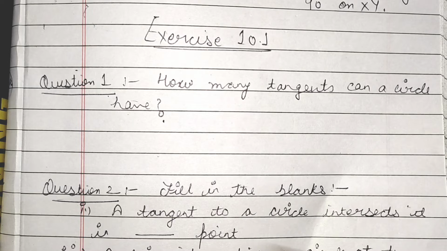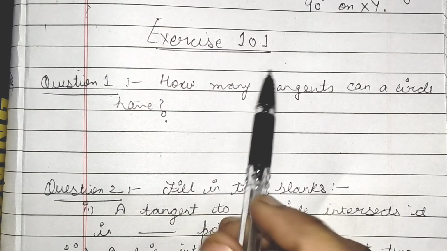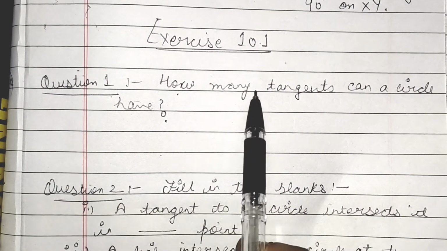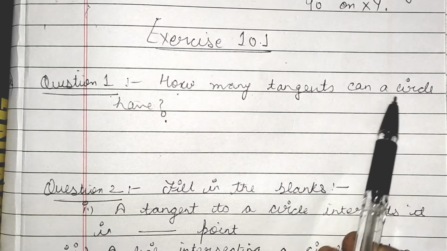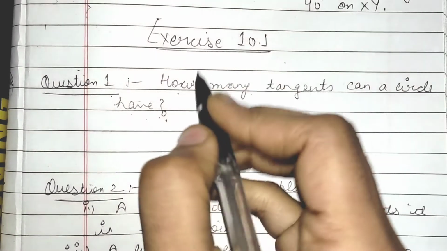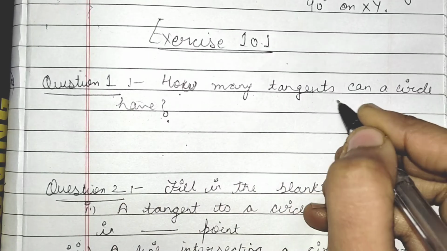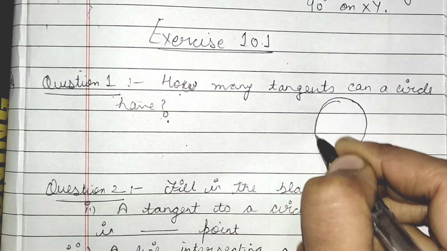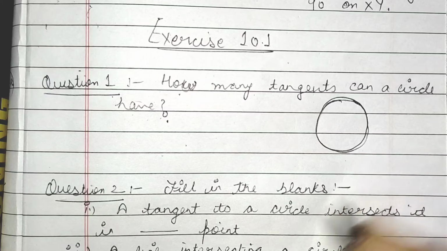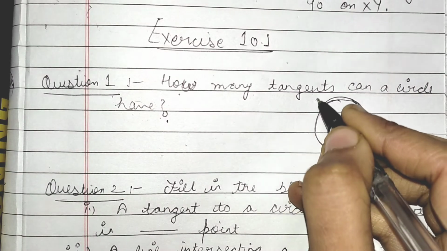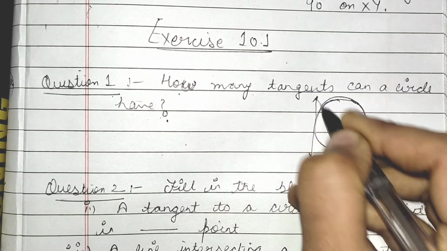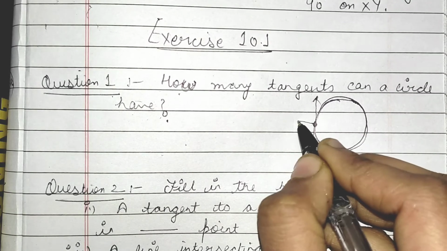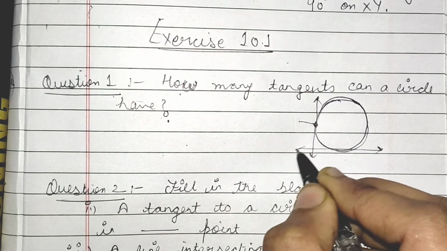So let's move on to exercise number 10.1. The very first question says, how many tangents can a circle have? Tangent is a line which is touching the circle at a single point. So a tangent can be like this also.